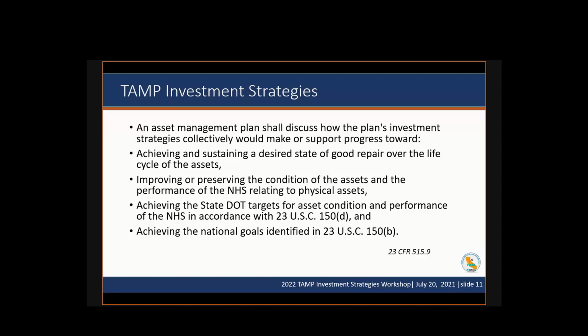We want to improve or preserve the condition of the assets for pavements and bridges at a minimum. And we want to show that the investments that we're proposing are adequate to achieve the targets that were set forward. And there's the 23 USC 150. Those are the transportation performance management regulations that we talked about in our kickoff workshop with the panel of experts from Federal Highways. And again, achieving the national goal. So the same reference, same segment. Next slide.